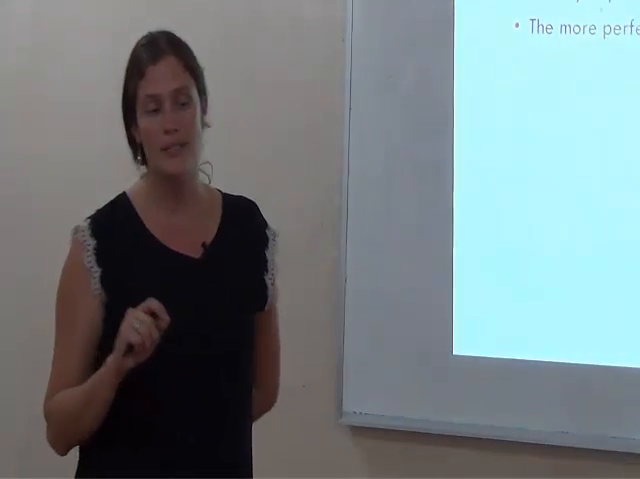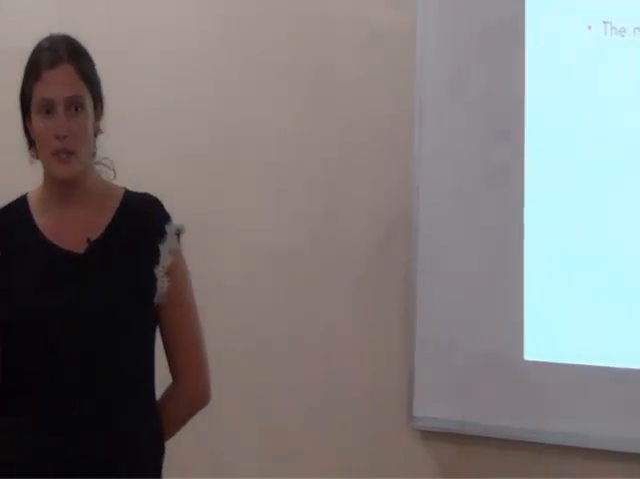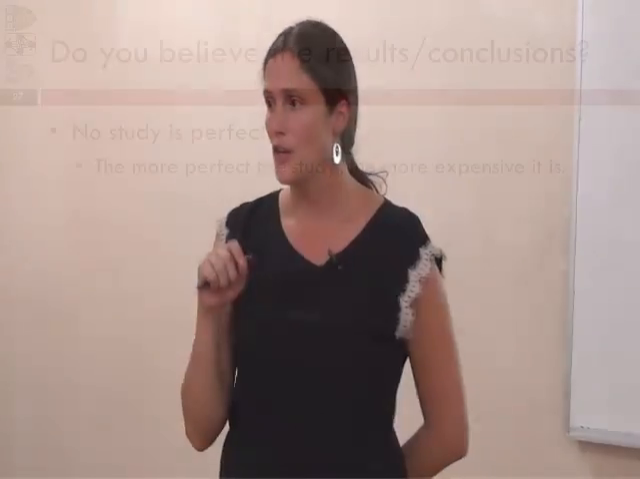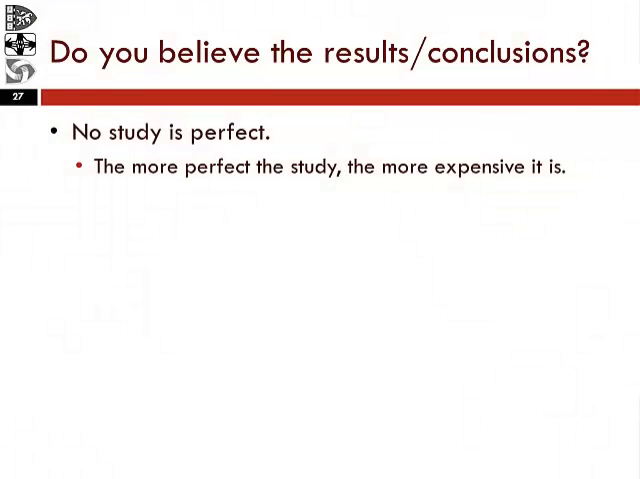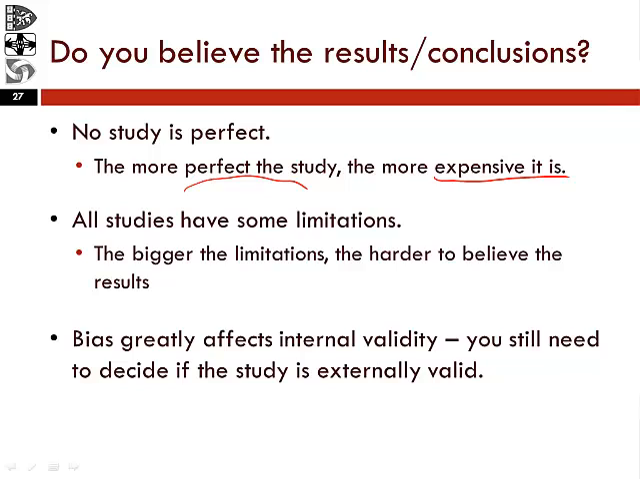So my take-home points for this, and then I just want to wrap up with you having a little bit more time for discussion. No study is perfect. There is not a single study in the world that is perfect. Nothing you will do in research will be perfect. And the more perfect the study is, the more expensive it is. So when I said before you could do random selection, yes, you can do random selection, but they're not accessible. You're going to have to spend a lot of money to get the children. All studies have limitations, and the bigger the limitations, the harder to believe the results.